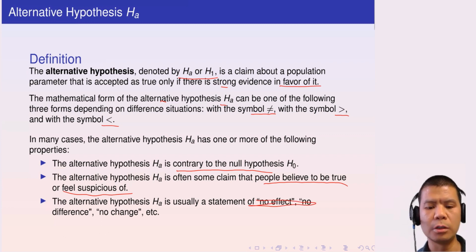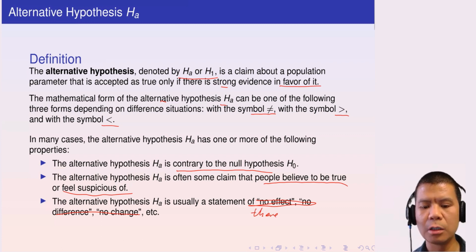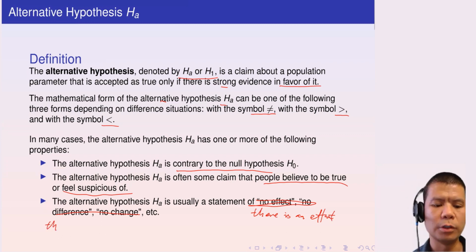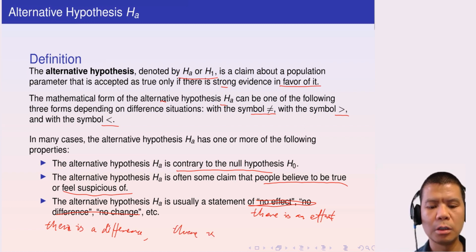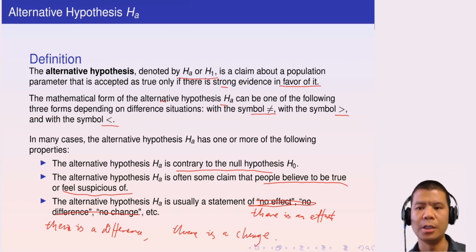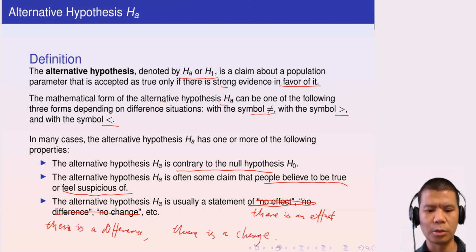Sorry, this is not this. There is a fact. There is an effect. There is a difference. All right. And there is a change. Okay, that's something we have to be careful about. All right, so sorry about that. There's typos here. There is an effect. There is a difference. There is a change.